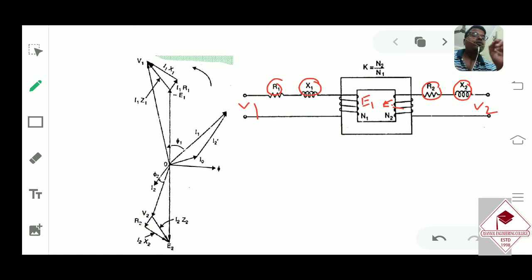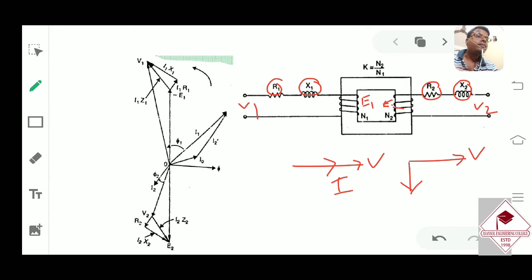Okay, so before drawing the phasor diagram, we must understand that if the circuit is resistive, the voltage as well as current are in the same phase, right? And for an inductive circuit, what happens? If the voltage is this one, the current should lag by 90 degrees. Okay, this we should understand first.